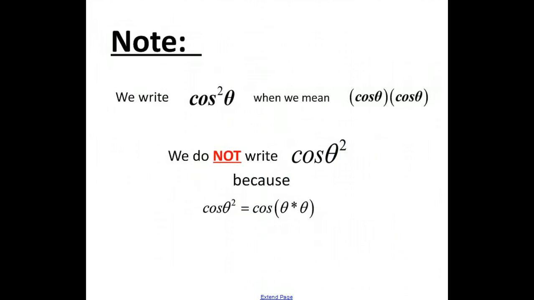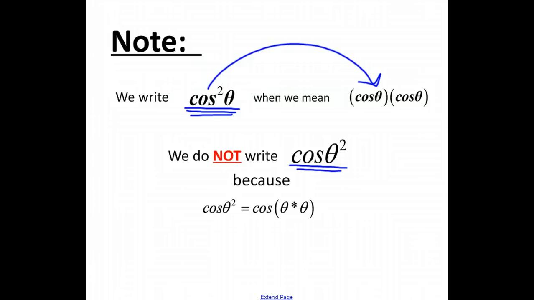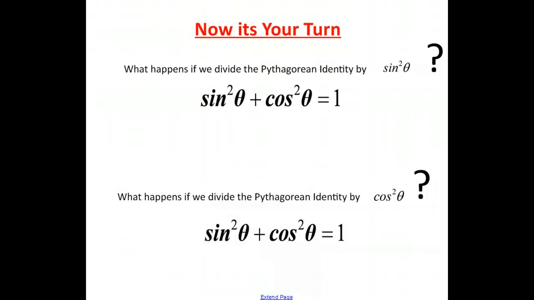Notice, we're going to write cosine squared theta and not cosine theta squared. Cosine squared theta means cosine theta times cosine theta. When we say cosine theta squared, what we're doing is simply squaring the argument, and that is not the same thing as cosine squared theta. So be careful about how you write trig functions raised to powers.